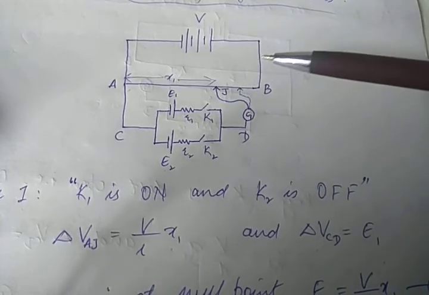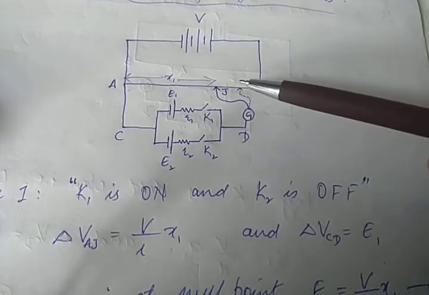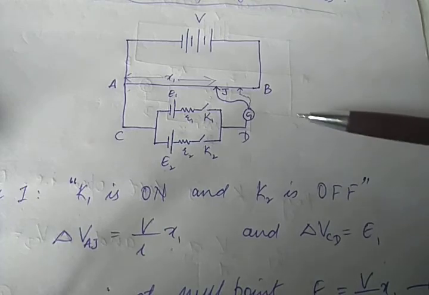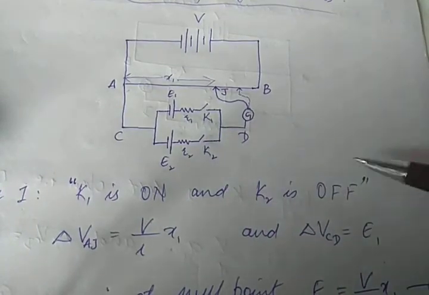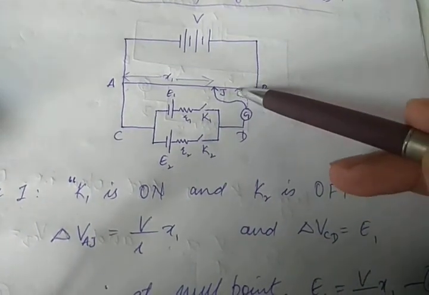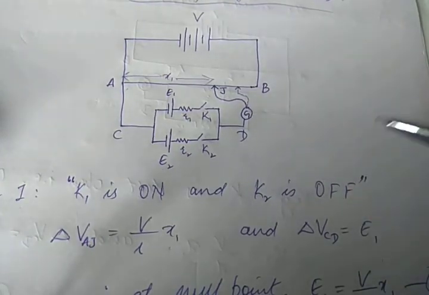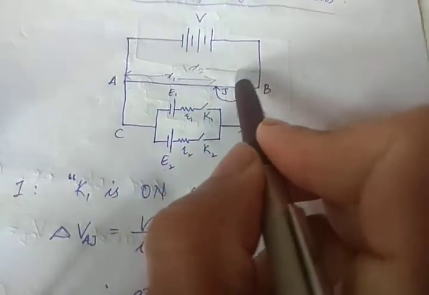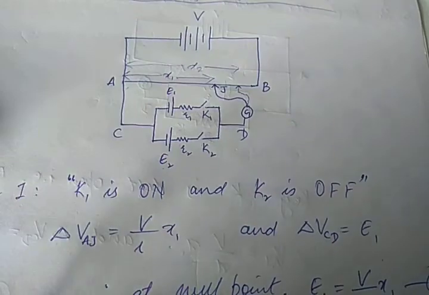So you have to understand that. If you were working with it, you'd have seen this exactly happening, but you have to trust me with this now. The moment K2 is closed and K1 is off, the position of null point changes, and say for example the null point is achieved somewhere over here, shown by this dotted line, and let us suppose that the position of AJ now is x2. This is x2.